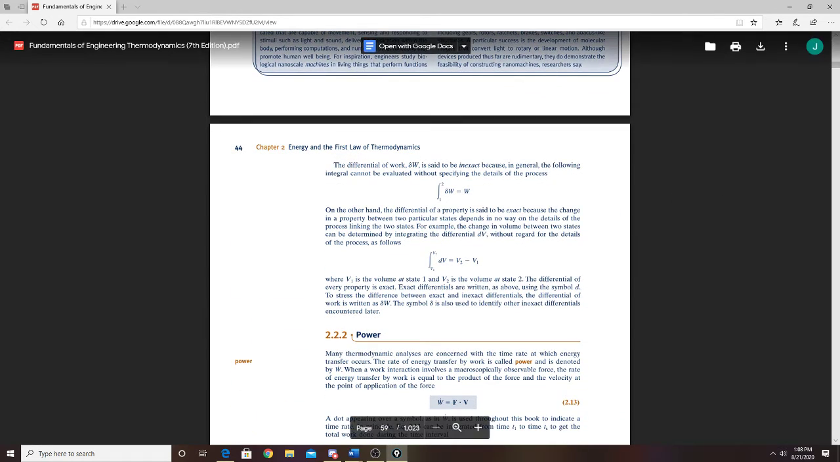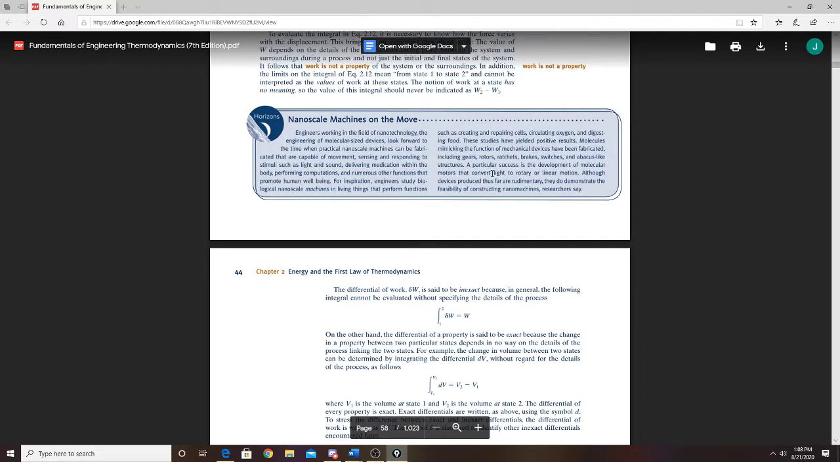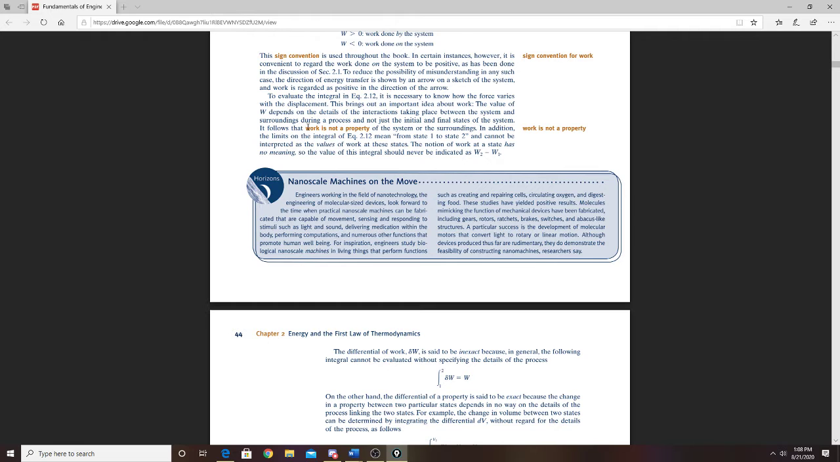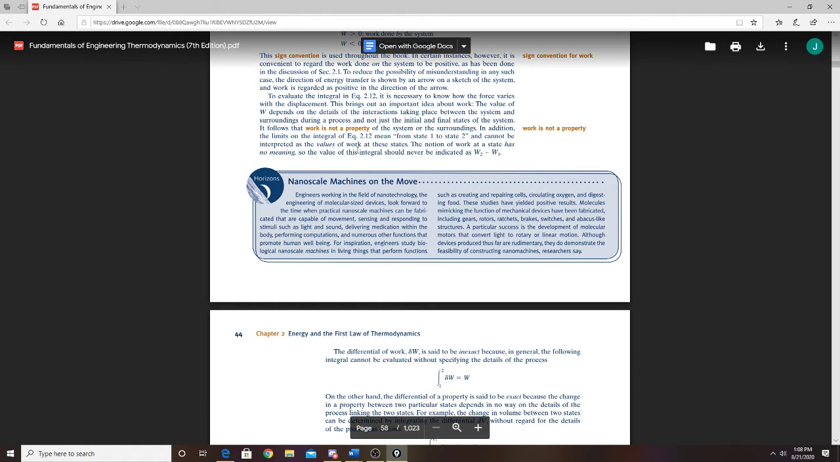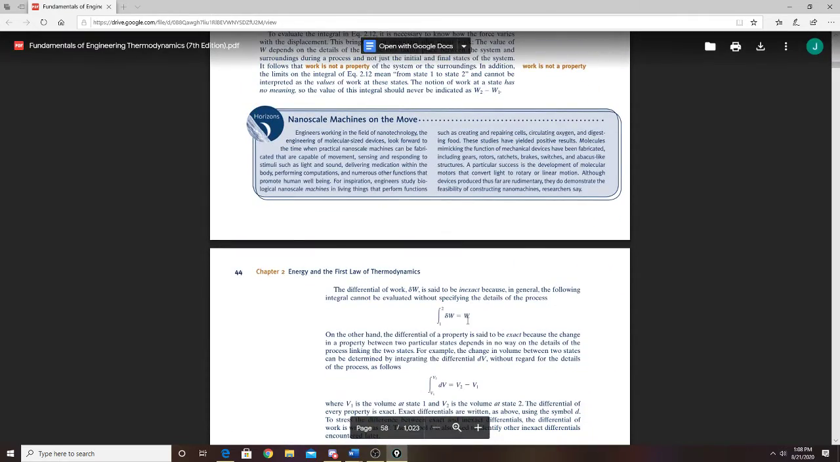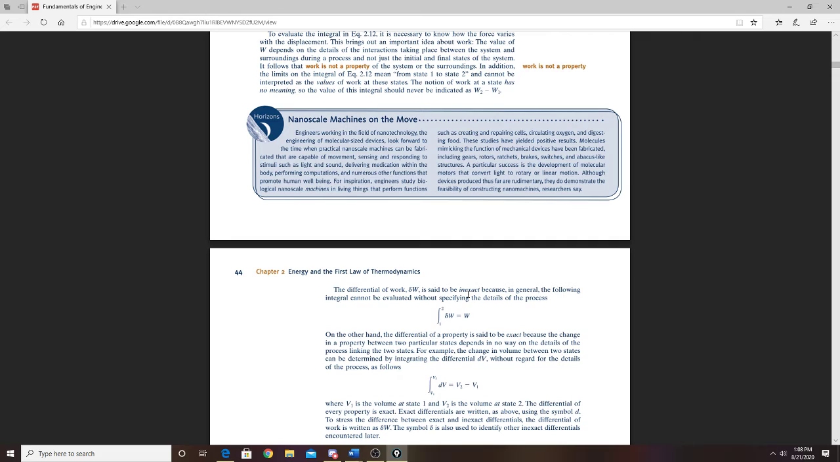And so, really quickly, work for us is essentially... Here, let me go back up a little bit. As I said, work is not a property, from last time. In addition, the limits on the integral of equation 2-2, which I think was shown a little earlier, but I think this is essentially it right here, mean from state 1 to state 2. So essentially the limits on the integral are state 1 to state 2. They are not anything else. So for example, it's a process. So essentially what we're looking at is the work of a process.